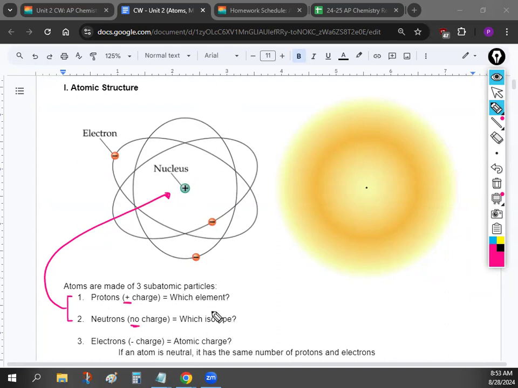Okay, now the protons tell you what element the atom is going to be. Okay, so it kind of tells you the identity of the atom. Number of protons tells you what element it is. The neutron tells you what isotope it is. We'll talk about what isotopes are in a second.